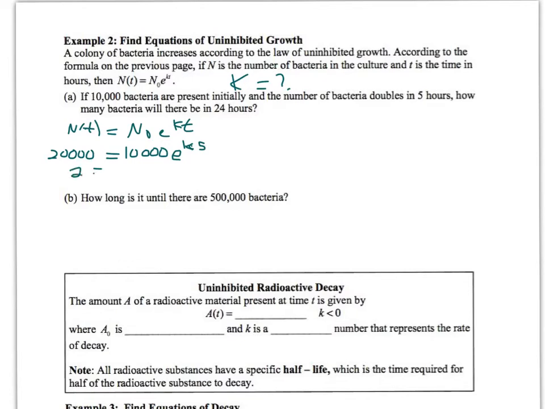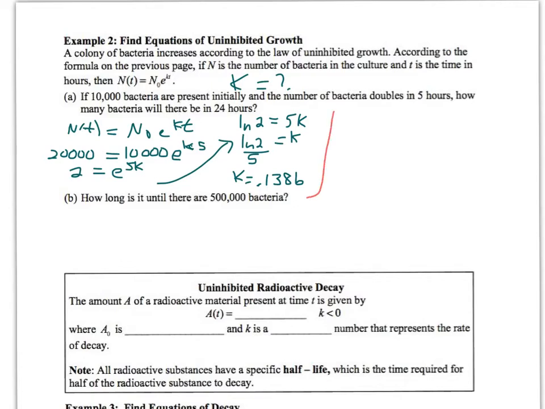So if I divide by 10,000, I get 2. So 2 equals e to the 5k, I'm just going to write it that way to make it look a little better. If I convert that to log form, I get the natural log of 2 equals 5k. So k is going to be the natural log of 2 over 5. So that is our actual value for k. If we put that in a calculator, k is going to be 0.1386. And that's not very surprising because we knew it should be positive because it is growing.